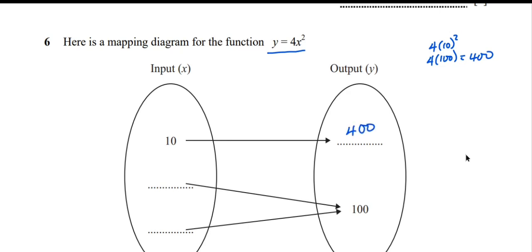Then this one, what value of s will give us 100? So of course there are two values of s that will give us 100. Let's find out. If we have y equal to 4x squared, when y equals 100, we have 4s squared. So divide both sides by 4. You're going to have s squared equals 100 divided by 4, which gives you 25. So what are the two numbers that when they multiply themselves, you get 25? It simply means that s equals minus 5 or s equals 5.